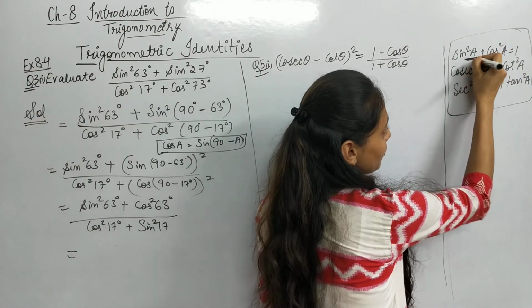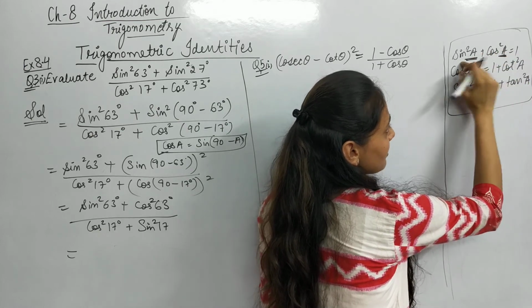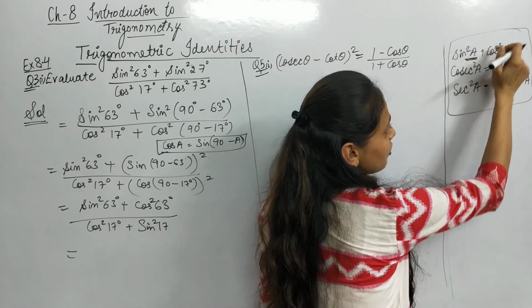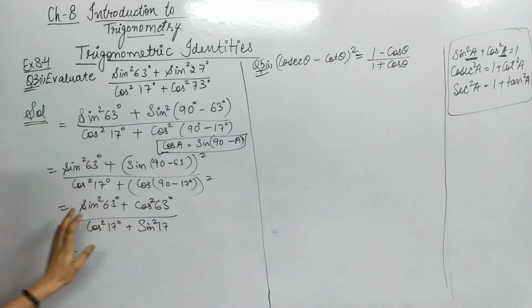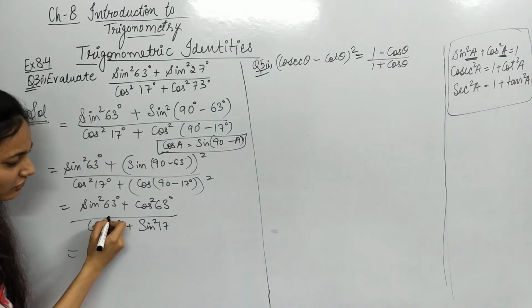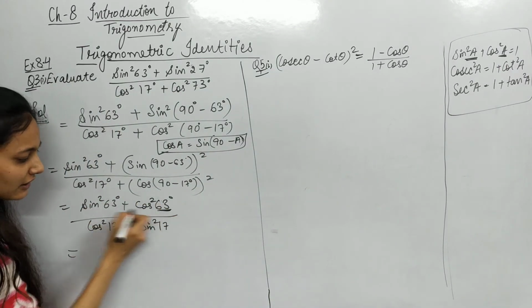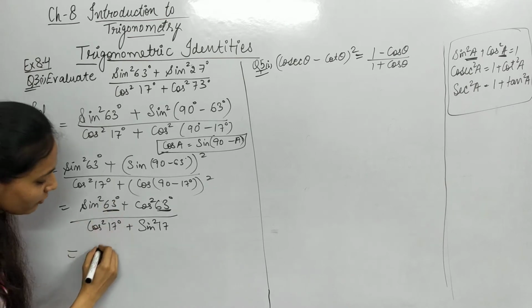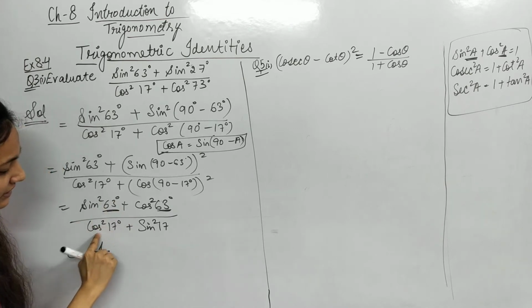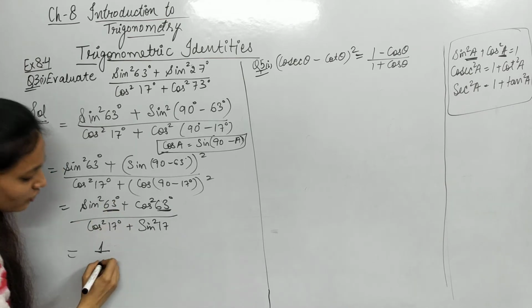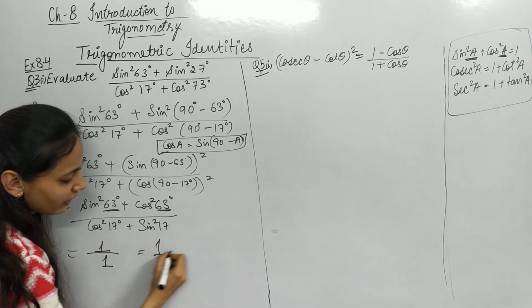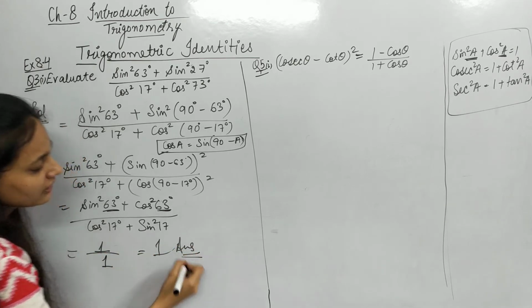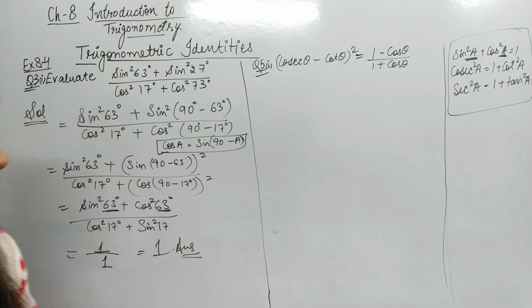जो एंगल यहाँ पर होता है a, वही यहाँ पर होना चाहिए, दोनों एंगल सेम होने चाहिए. Then sin square A plus cos square A gives you 1. So here you are with sin square 63 degree plus cos square 63 degree. Angle A is same. So here you can put 1, and upon cos square 17 degree and sin square 17 degree gives you 1. Upon 1 gives you 1. So in this way you have to evaluate the answer. Okay.